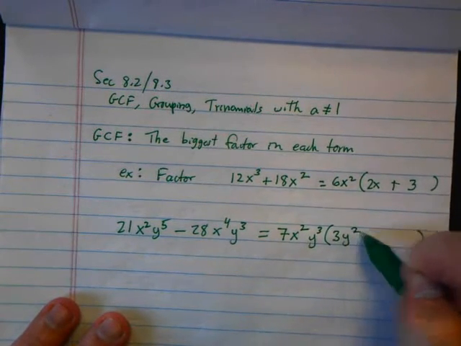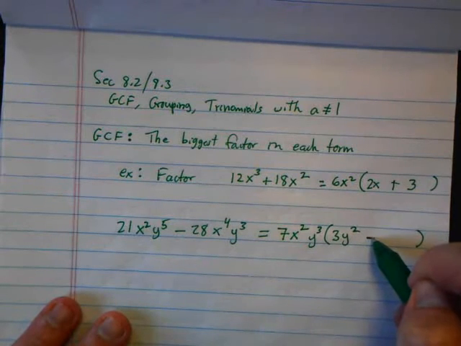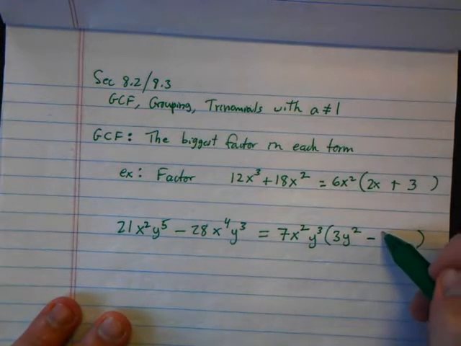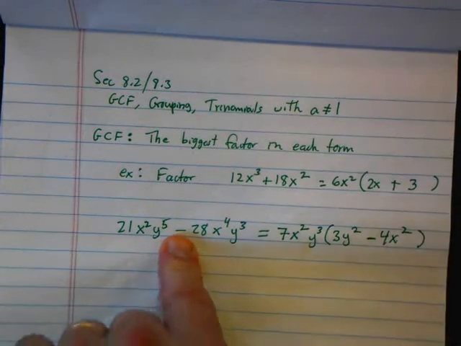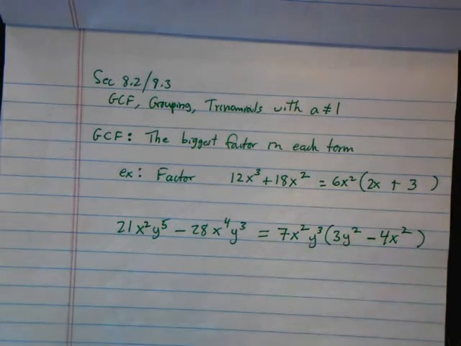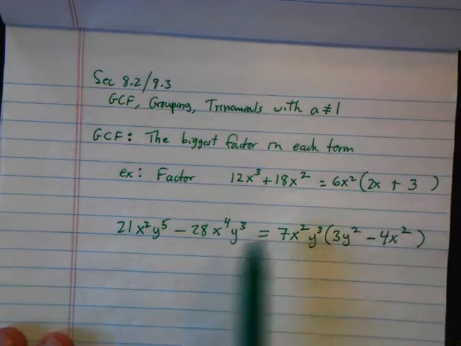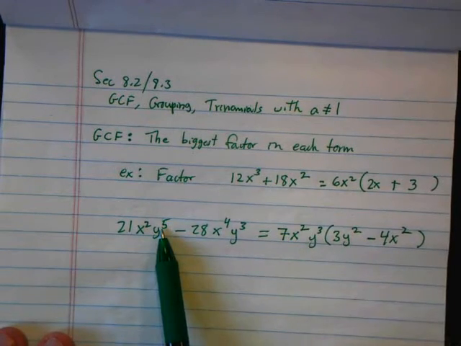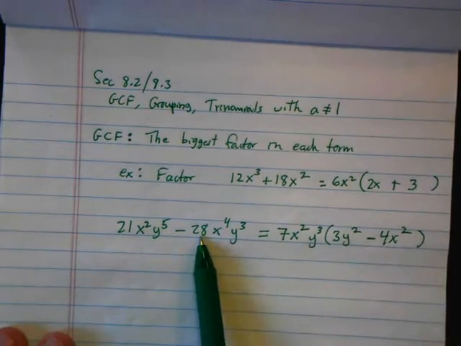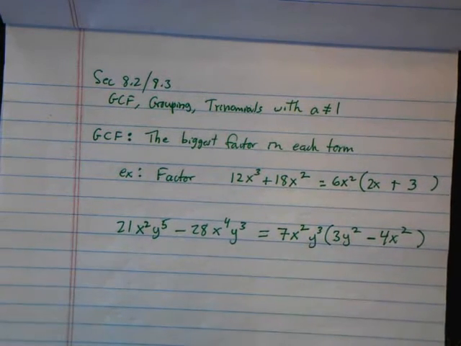3y squared minus 4x squared. You said plus. It should be minus, right? Because that's a minus in the middle. Watch your signs on that one. Yeah, that looks right. Because 7 times 3 gives me the 21. I already had the x squared. Y cubed times y squared is y to the 5th. 7 times 4 is 28. X squared and x squared is x to the 4th. And then we've got the y cubed. Perfect. Questions on that one?